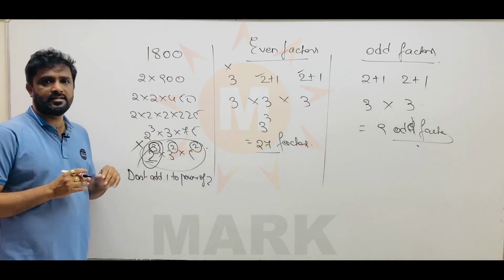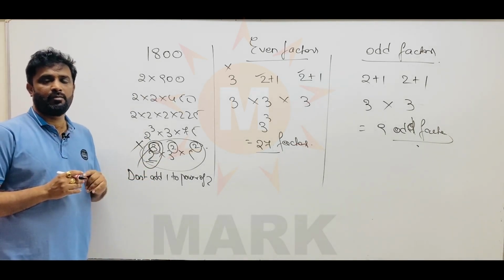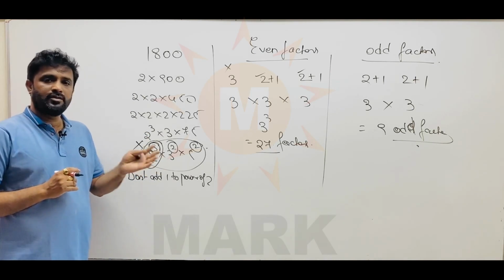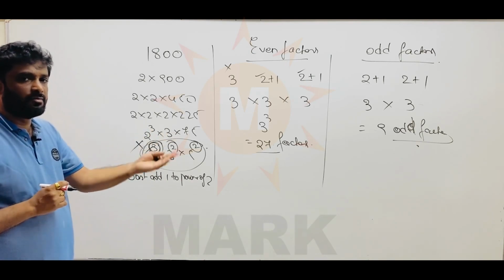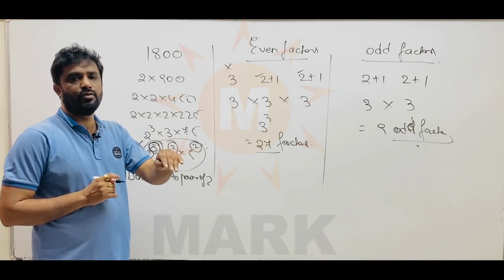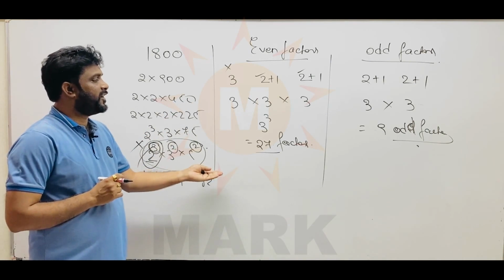We already discussed by shortcut how to find the total number of factors, right? Including means all the factors you will say. Excluding 1 and itself means that 1 and itself you will remove, and you will do the total number of factors minus 2 and tell it. So these are the even factors. This is how we have to find.